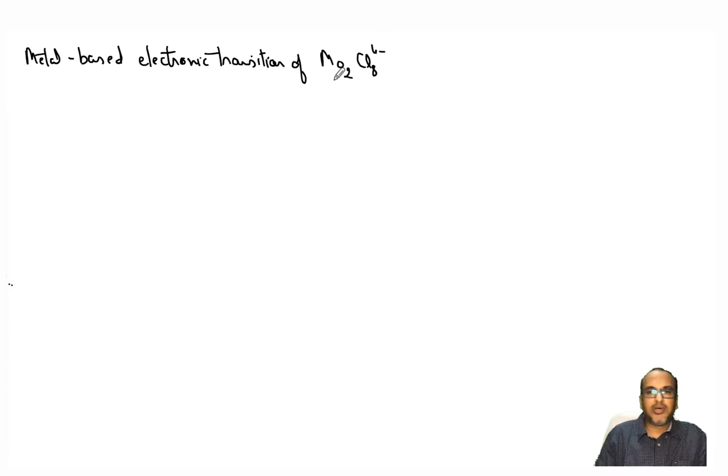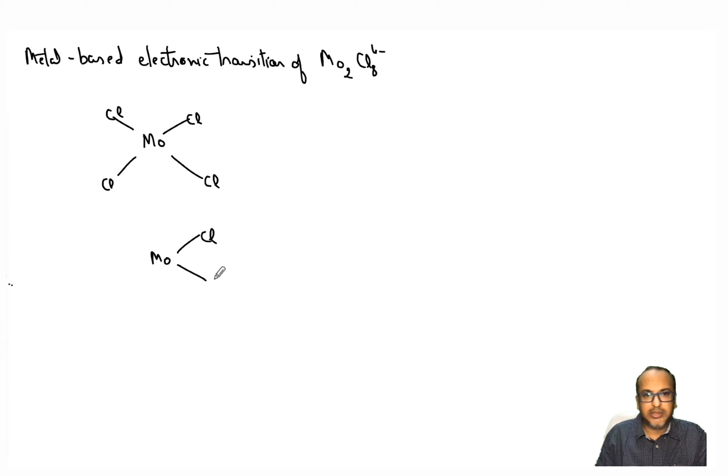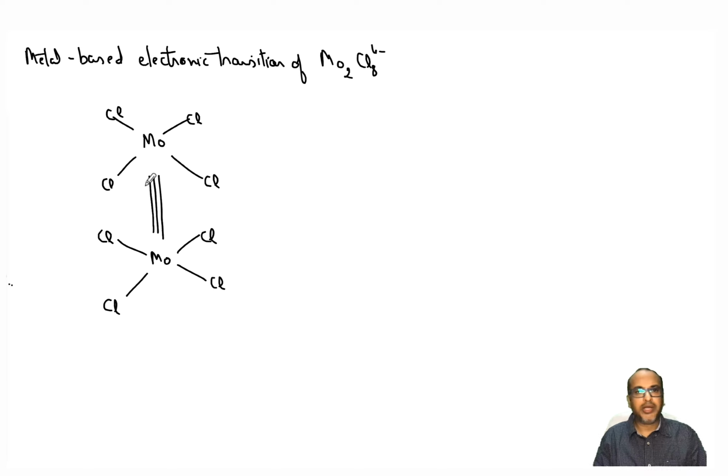So first of all, the structure of the molecule is given, which is Mo, and this will be Cl, Cl, Cl, and then you have another one. It's like a sandwich. So we have two planar molecules, and then there is a metal-metal bond over here in between. Okay, and the whole thing has 4 negative charges.